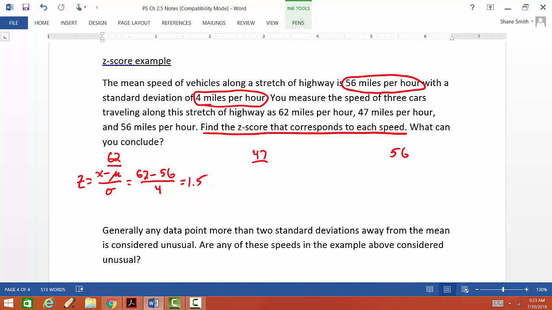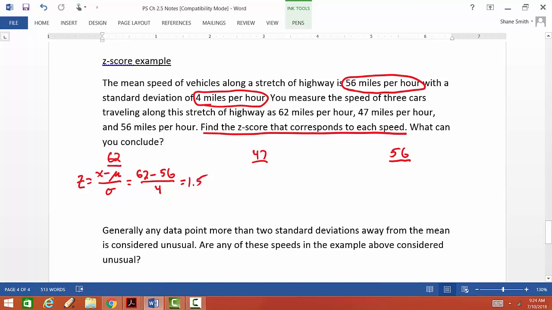But this person is definitely going faster than average, because a z-score of 0 means you're not away from the mean at all. A z-score of 0 means you're 0 standard deviations away from the mean, and you're going an average speed. So try to find the z-score for 47 and 56 miles per hour on your own, and pause the video here.